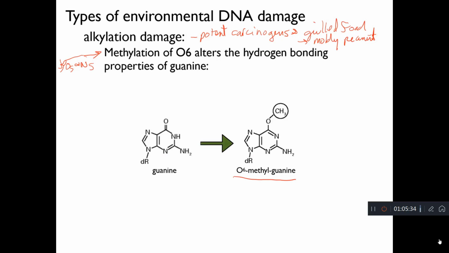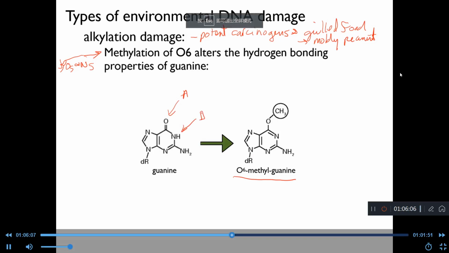And the important thing to note really is what effect this has on the hydrogen bond properties of the guanine. So normally the H bond action here is typically what? An acceptor or a donor. So if we look at this oxygen, that's an acceptor, right? In this position. What about the one over here at this position? This is a donor, right? We have an amine group. And if we look at O6 methyl G, these have been changed. Both of these positions have been changed due to the methylation.